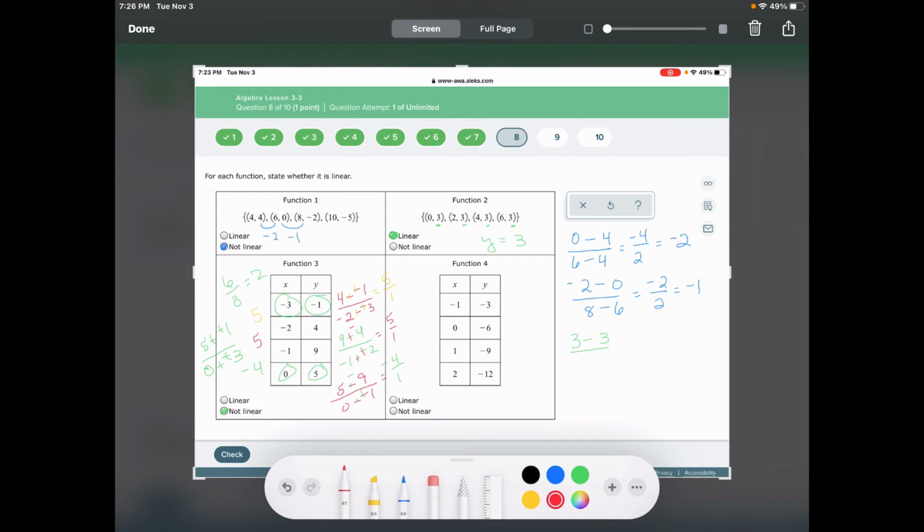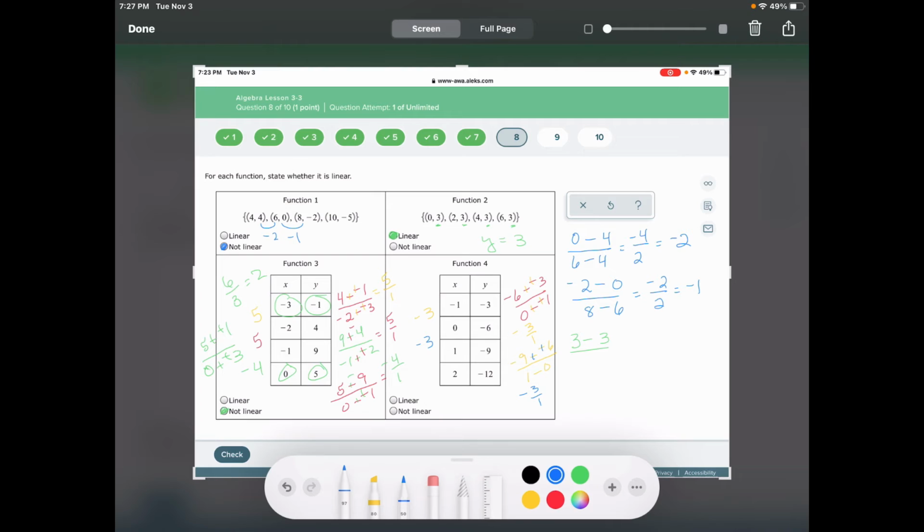Okay. All right, let's do some of these. Negative 6 minus negative 3 over 0 minus negative 1. This would be negative 3 over 1, or negative 3. Let's do negative 9 minus negative 6 over 1 minus 0. And you can be tapping these in a calculator, that is fine. 1 minus 0 is just 1. So we'll have negative 3 over 1.